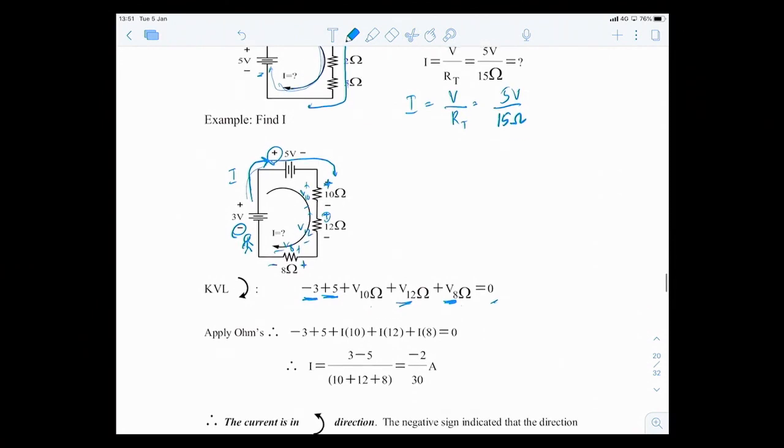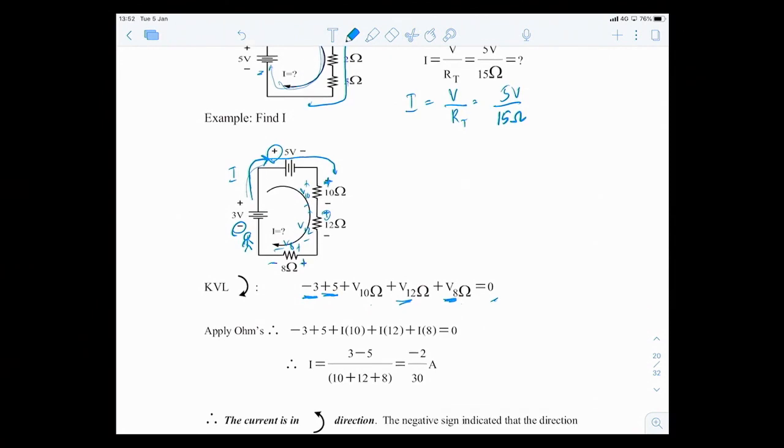This is KVL. Well, we want to find current I. They are in voltage, V. We need to change it to I. You have to find a relationship, a formula in your head that somehow relates this V across 10 ohms and the current going through the 10 ohms. So the only thing is, of course, Ohm's law, V equals IR. So you would substitute V across 10 ohm as 10 times I, voltage drop across 12 ohm as 12 times I, and voltage drop across 8 ohm as 8 times I.